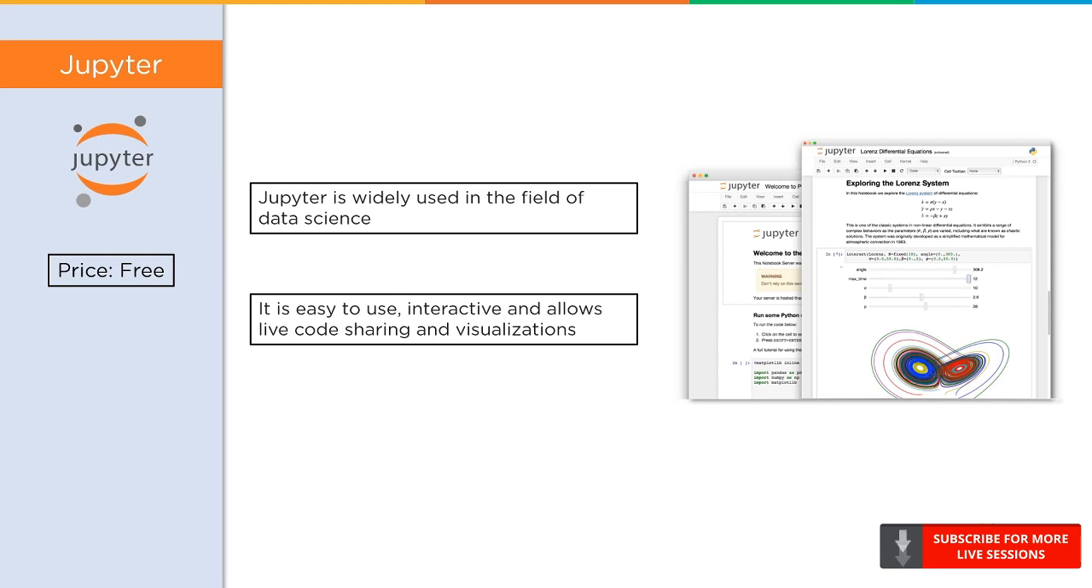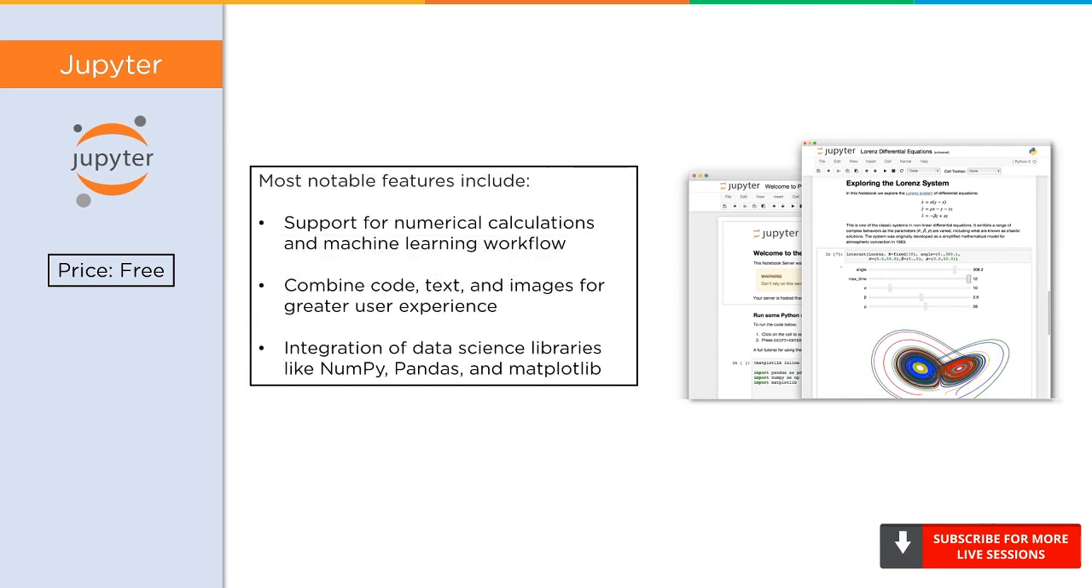Some of the most notable features of Jupyter are its support for numerical simulation, data cleansing, machine learning, data visualization, and statistical modeling. Followed by that, it combines code, text, and images for a greater user experience. And lastly, integration of data science libraries like NumPy, Pandas, and Matplotlib. It is the go-to IDE when starting with data science, and it actually stays with you even in the complex implementation of machine learning projects and algorithms.